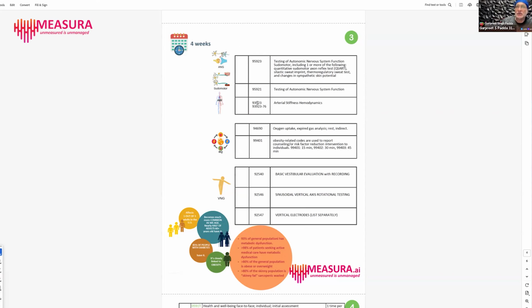Not every patient will get every test. The average reimbursement is about $450, and these are all ancillary. None of these are professional codes. These are not professional codes. They do not require the physician to do them. The physician can interpret the test, but that's an additional billable.